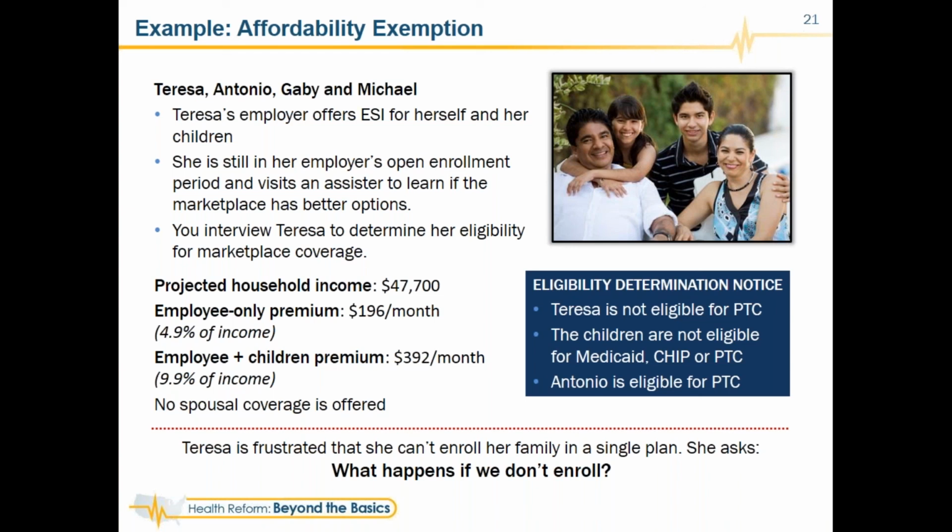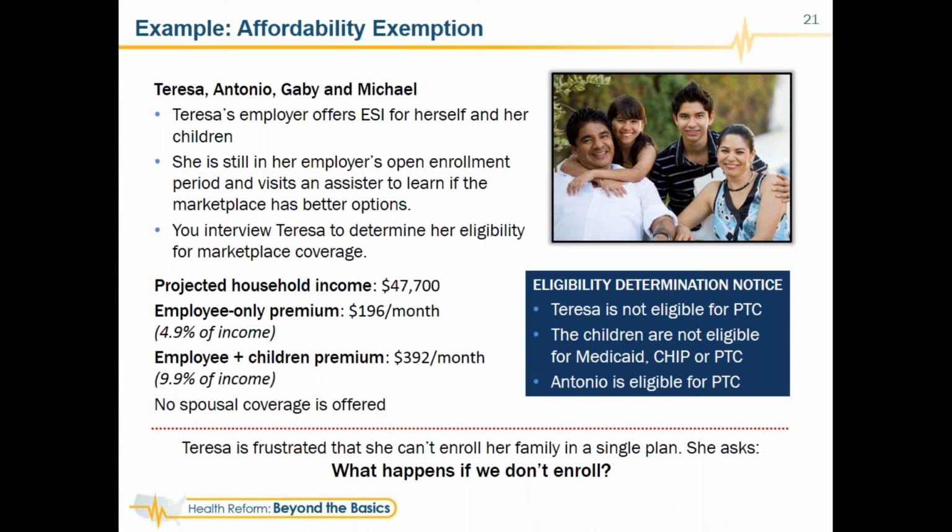Teresa is the rare consumer who actually brings to you, without you asking, the cost of her employee-only premium and her employee plus children premium. Her employer doesn't offer spousal coverage, which is becoming a bit of a trend among employers. But you can see that the employee-only premium is 4.9% of income. The employee plus kids premium is 9.9% of income. So just based on knowing that, you would know that she's not going to be eligible for premium tax credits.